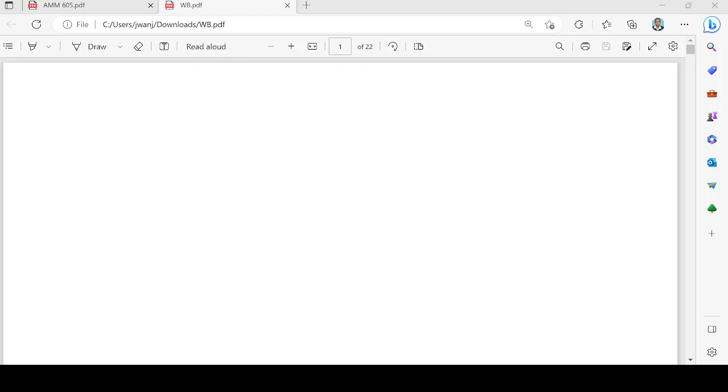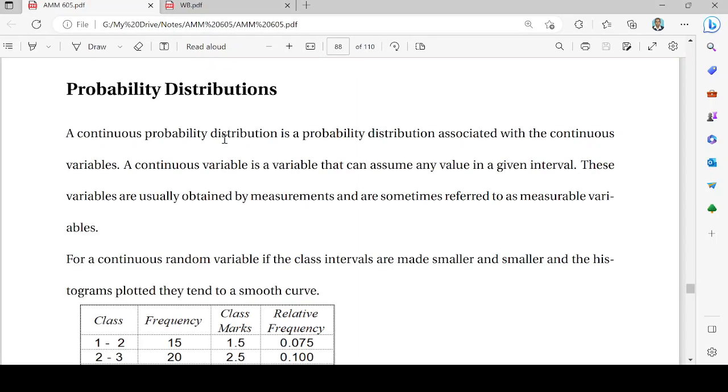Hello and welcome. In this lesson, we're going to talk about probability distributions and the probability distribution function. We shall look at the probability distributions of a continuous random variable. So remember that there are two types of random variables in probability distribution. We have the continuous and discrete.